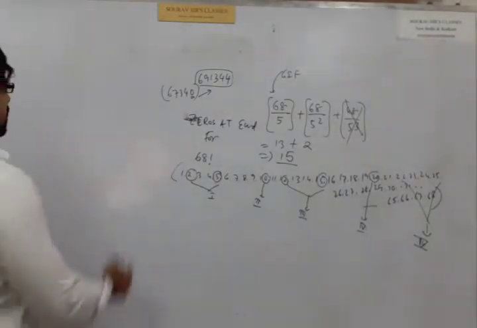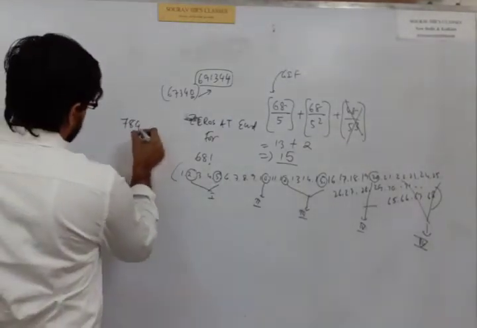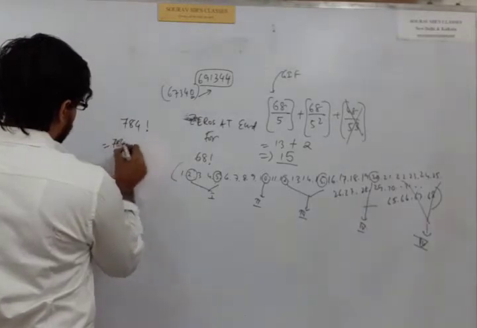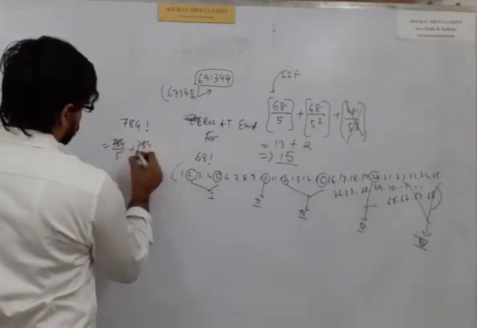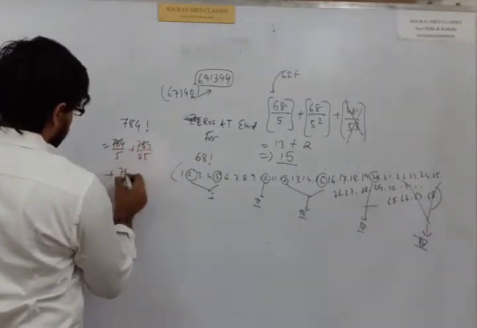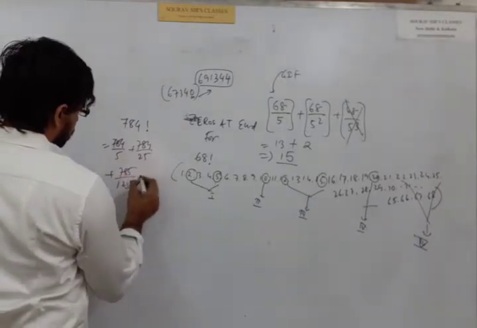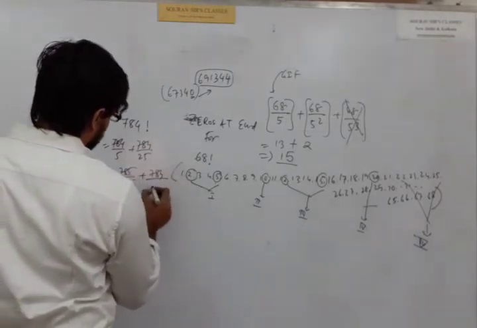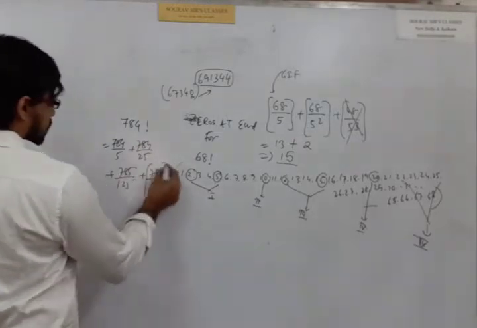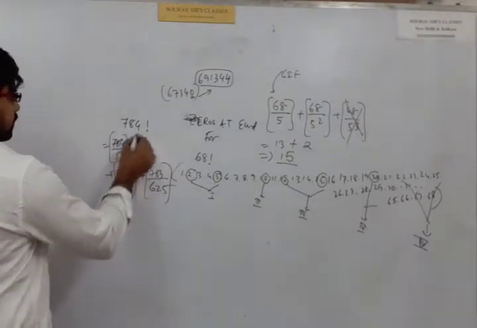You can take it for a higher number as well, like 784 factorial. So 784 by 5, 784 by 5 square, 784 by 5 cube, 784 by 5 to the power 4. That's it. And put a GIF for everything.